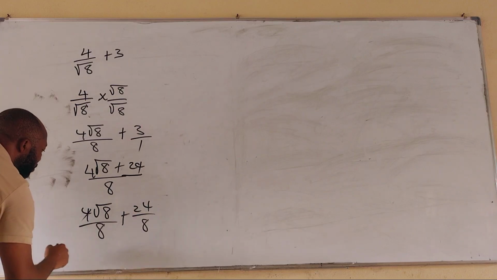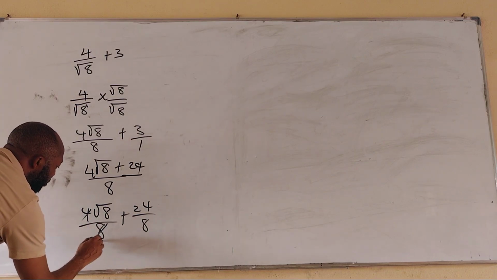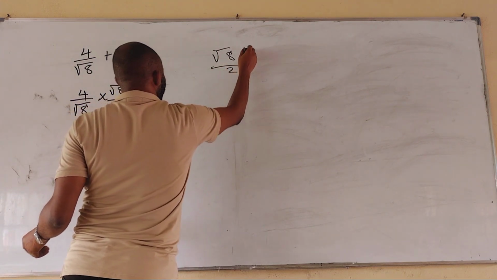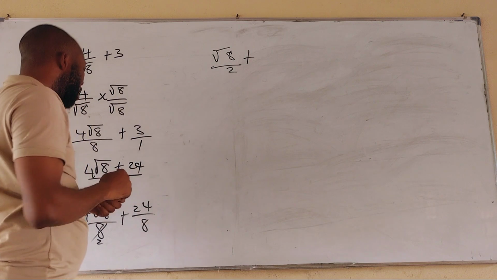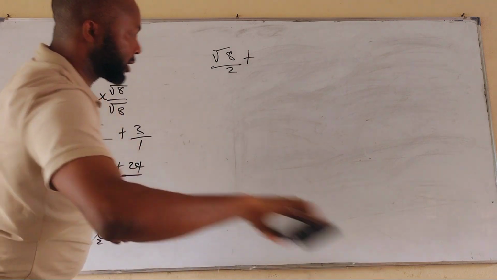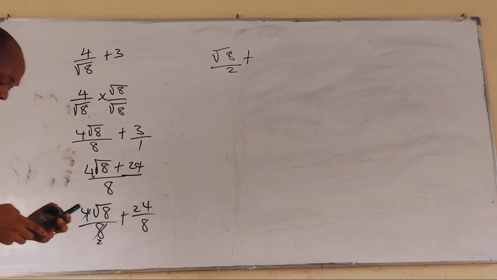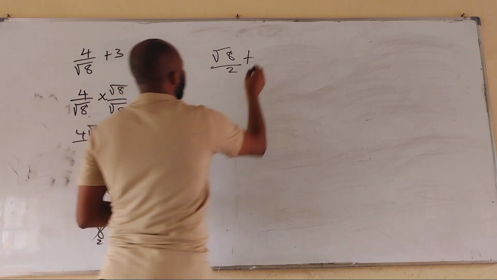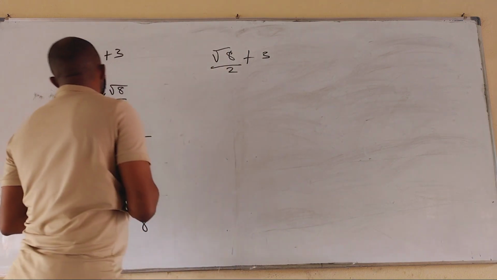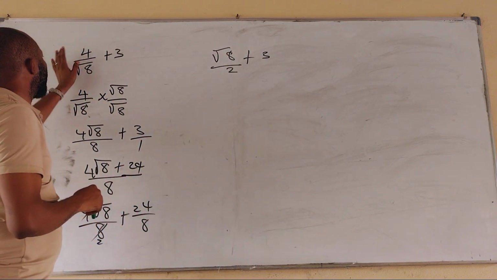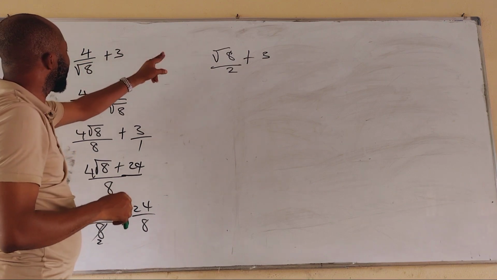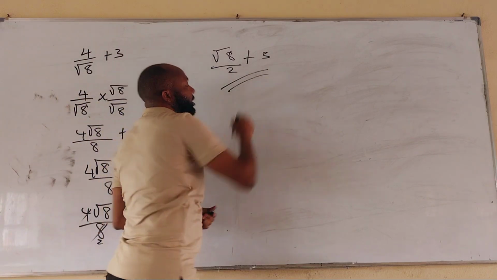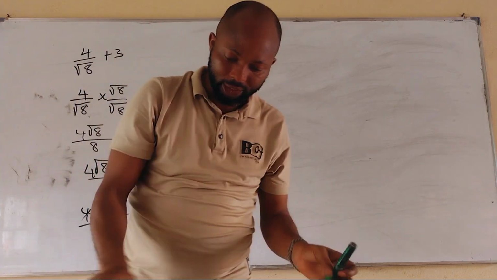Now 4 goes into 8 twice, so this becomes root 8 over 2 plus 24 divided by 8, and 24 divided by 8 is 3. So the question 4 over root 8 plus 3 is root 8 over 2 plus 3. That is our answer. So let's quickly take another example.